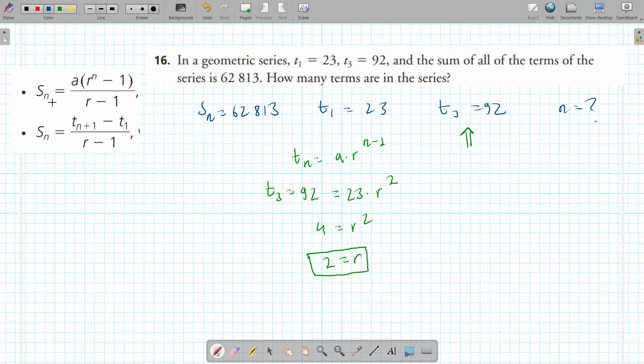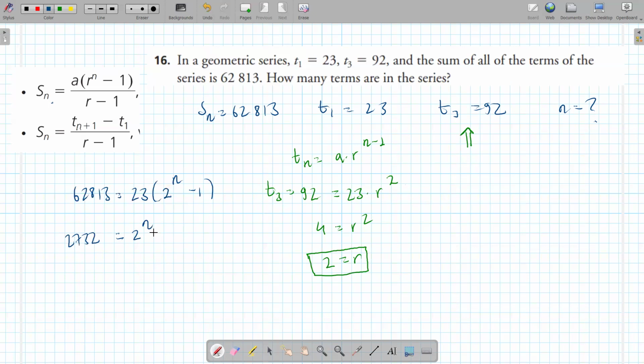Now we're going to use the top formula because we don't know the n plus 1th term, so the bottom formula is useless. So Sn is 62813 equals A times 2 to the power of n minus 1, all over 2 minus 1, which is a 1. You can ignore this denominator. So let's divide both sides by 23 and add 1. So 2732 is 2 to the power of n.